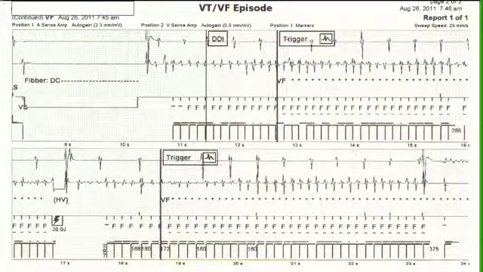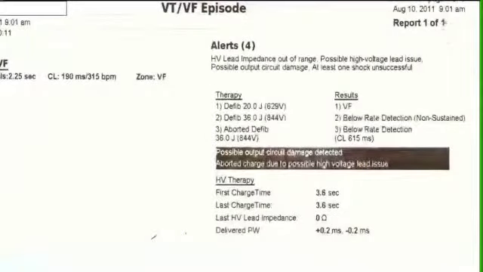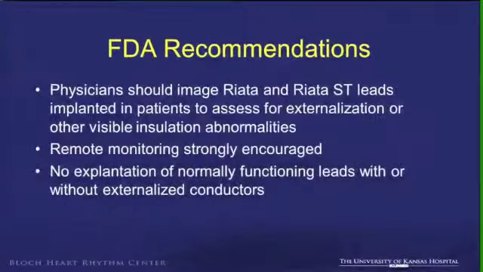As I said, if you look more, you'll find more. This is DFT testing in a patient with a Riata lead, and DFT didn't work because the circuit was damaged and the charge was aborted. So if you look more, you can find more, but still, even after looking, the incidence of electrical failure is not anywhere close to the mechanical failure rate. So most of the mechanically failed Riata leads still do not have electrical failures.